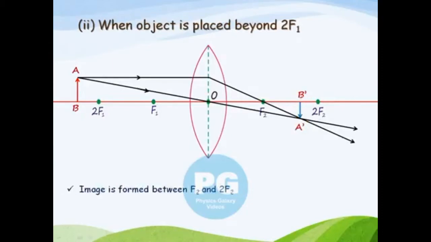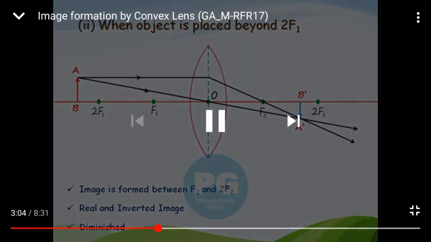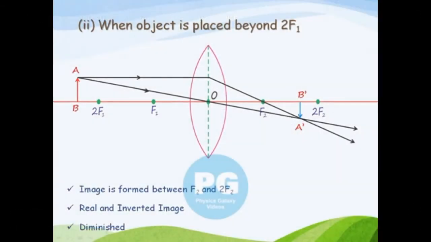So the image is formed between F2 and 2F2. It is a real and inverted image, as the image is formed by actual meeting of two refracted rays. And the size of image is diminished, or we can say the size of image is smaller than the object.